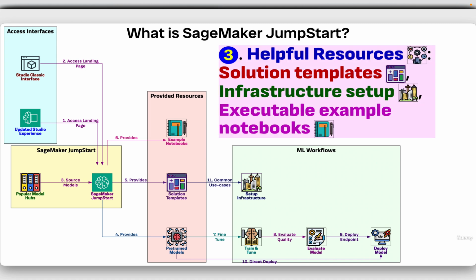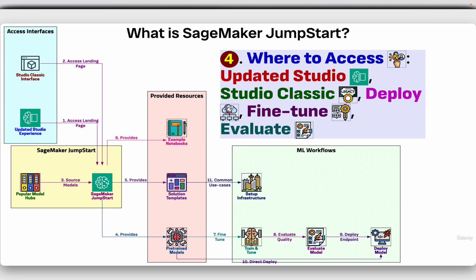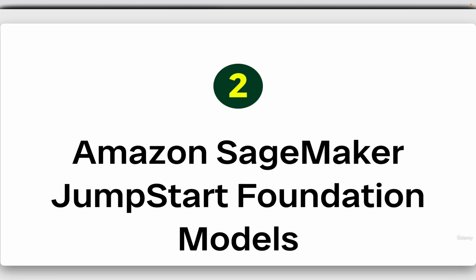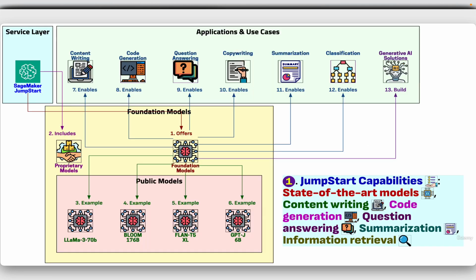JumpStart also gives you templates that set up the necessary infrastructure for common use cases. Plus, you get example notebooks that you can actually run to see how things work with SageMaker AI. You can find all these models and templates on the JumpStart landing page. Whether you use the updated Studio Experience or Studio Classic, you can easily access, fine tune, evaluate, and deploy your models from there. Second topic is Amazon SageMaker JumpStart Foundation Models.